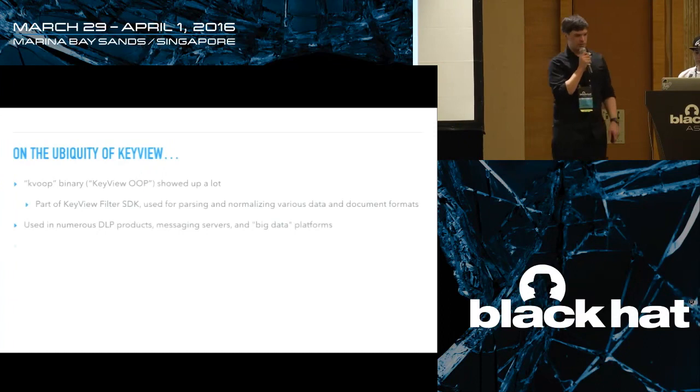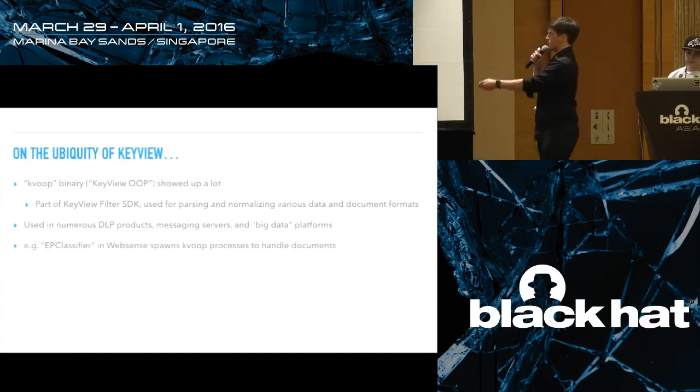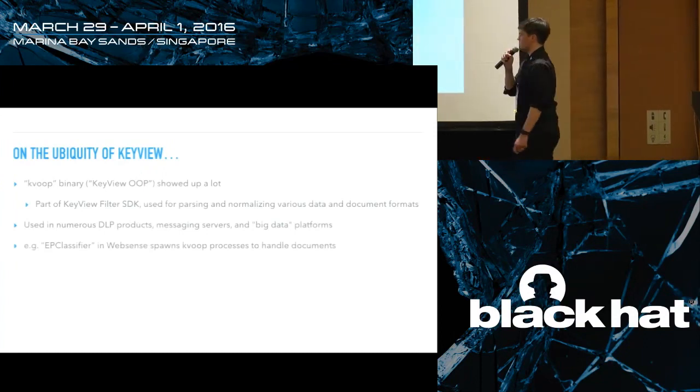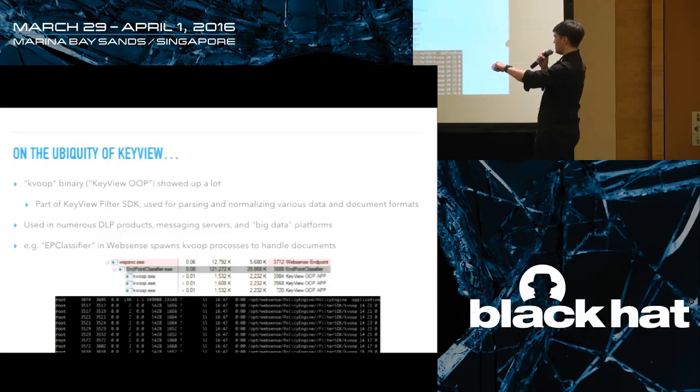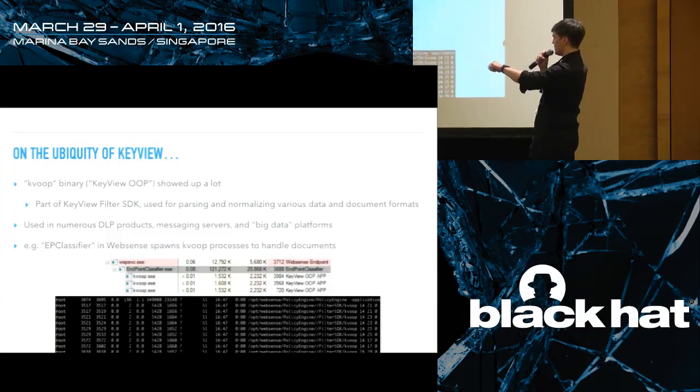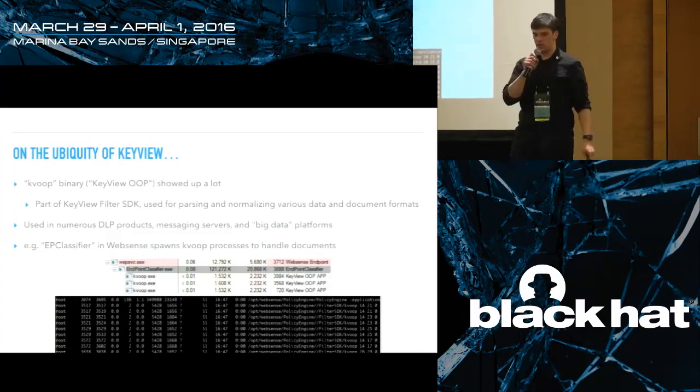So what was interesting about this was, here's an example. This EP classifier in WebSense spawned a ton of these KVOOP processes. This was on the Windows endpoint for WebSense, which kept spawning those. And then on their appliance, I know it's very hard to read, I'm sorry, but this policy engine process would then spawn a bunch of these KVOOP processes.